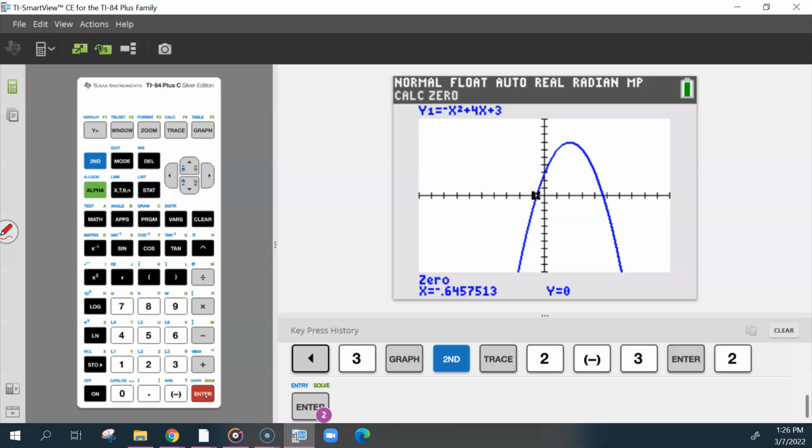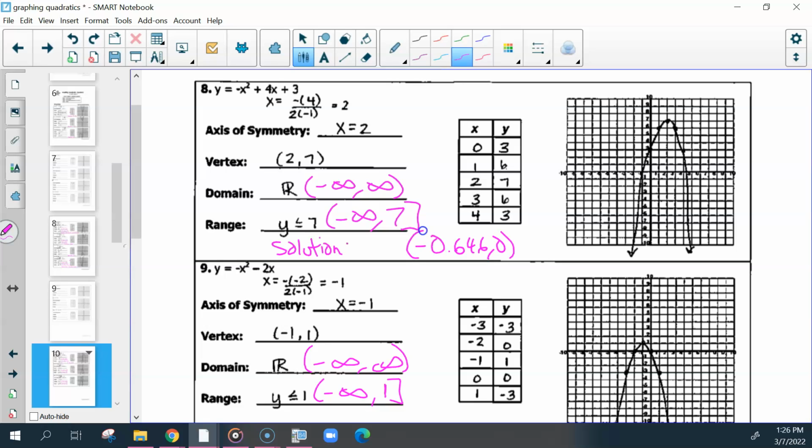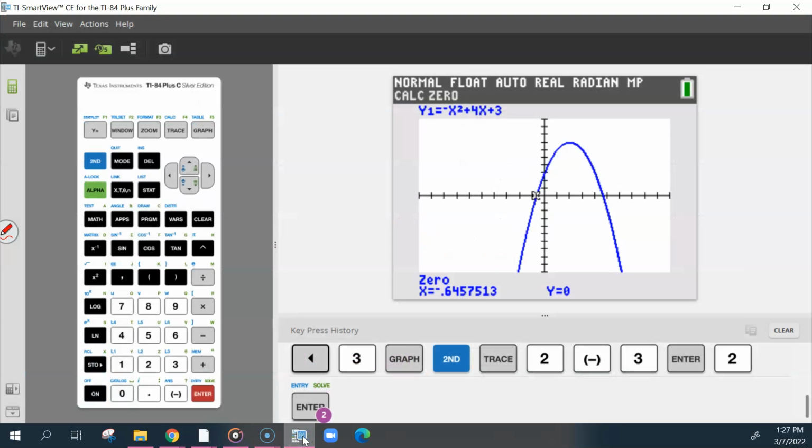Negative 0.64, let's round it to 6. So negative 0.646. If I had to guess, this is a little more than 4, so I'm going to say 4.646. Or let's just do a double check.